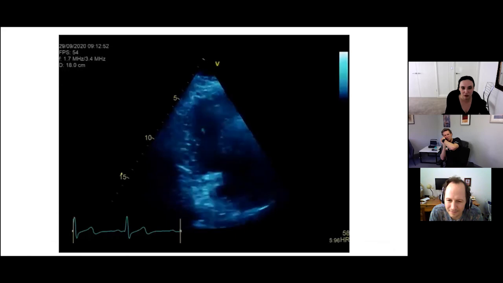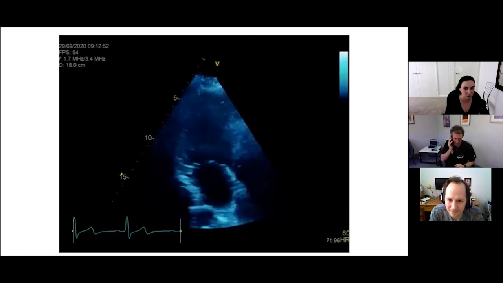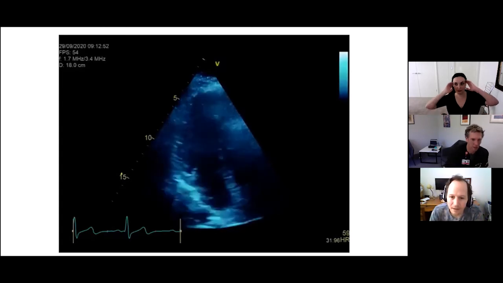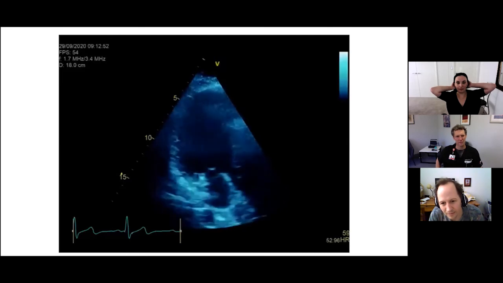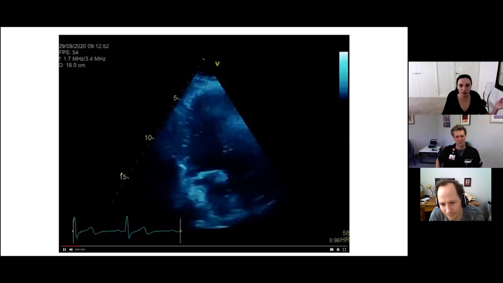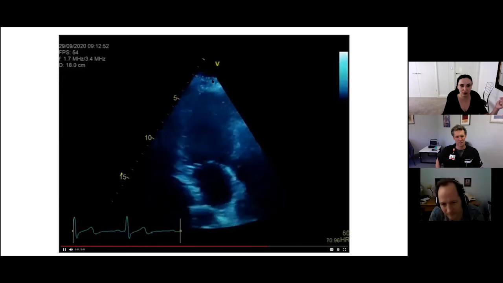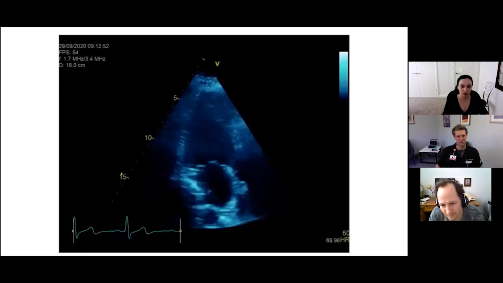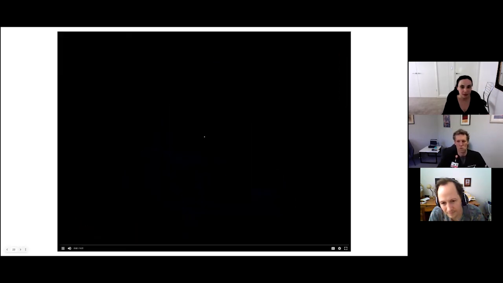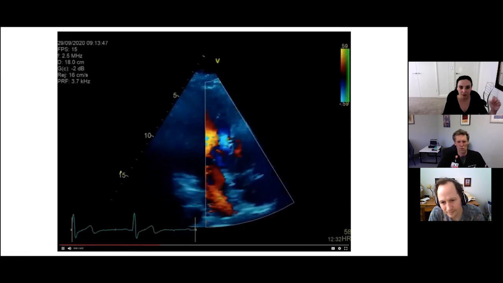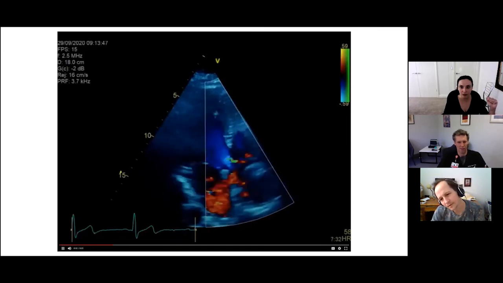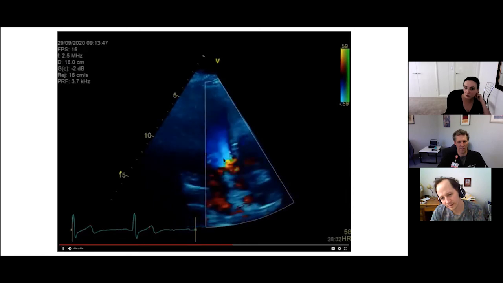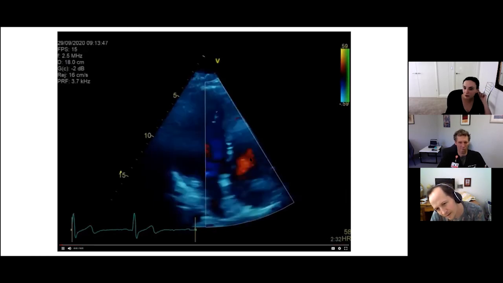Okay, so this is again just the 2D to orientate you. What view is this? So apical 3. Yes, perfect. This is the aorta coming here, and the atrium, left ventricle. And then go one with color, hopefully. Yes, so same view but with color. And we've actually got a little bit of the right ventricle coming in here. So can you see that there's this little flash of turbulent flow going left to right?